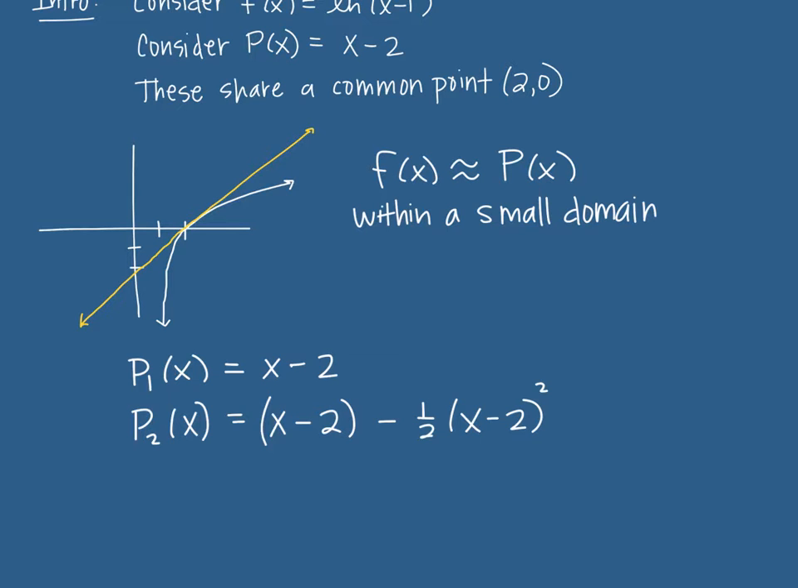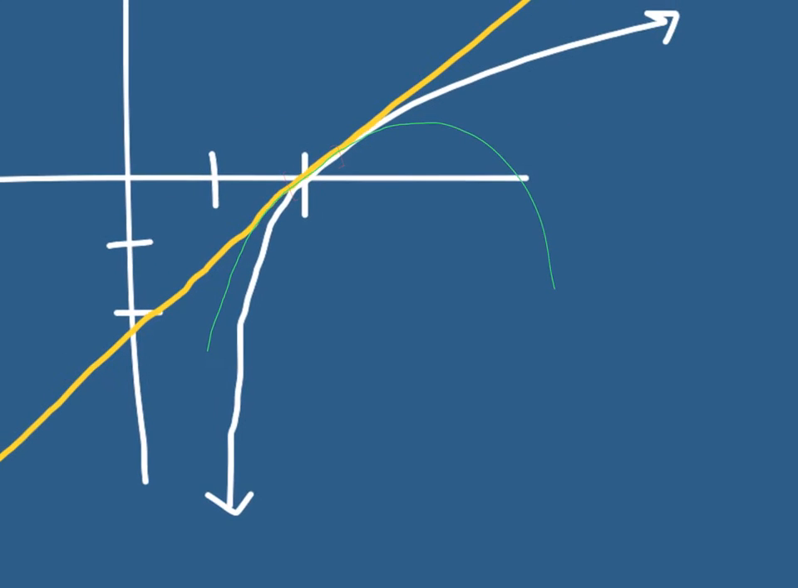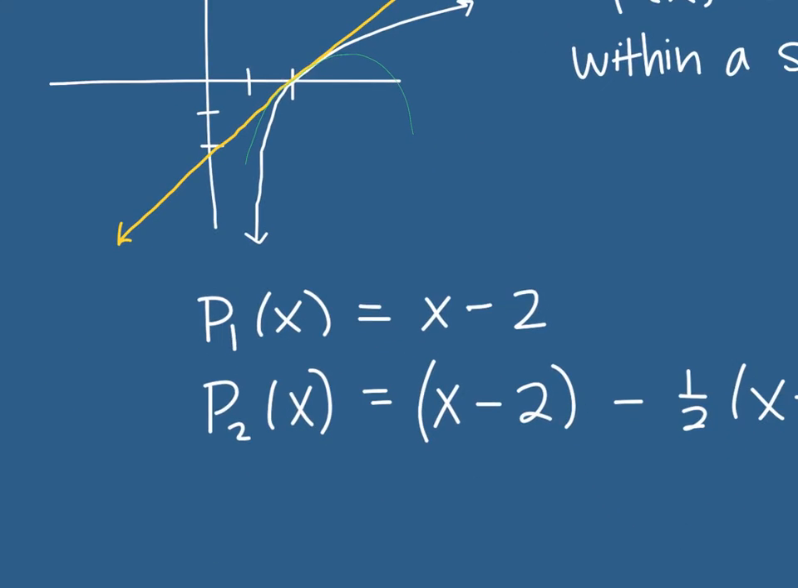That parabola matches at the same point. I'll do a different color. It comes up and it matches the slope and the concavity for longer. But eventually the parabola is going to have a negative slope and the natural log stays with a positive slope. So this widens the interval that they converge on each other, but it eventually falls apart.